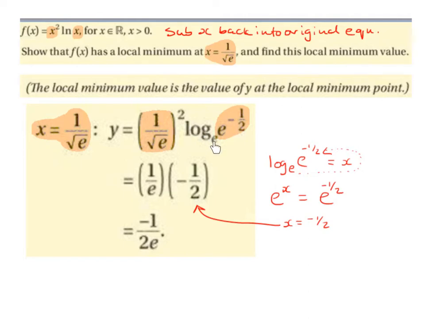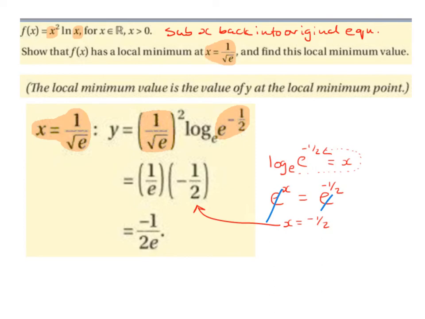And log base e of e to the power of minus a half gives us minus a half. So if log base e of e to the power of minus a half equals x, we use our scorpion tail method. So base e to the power of x equals e to the power of minus a half. So we have e to the power of x equals e to the power of minus a half. The e's will cancel because we have the same base on either side. And we're left with x equals minus a half. So that's how this changes to be minus a half.